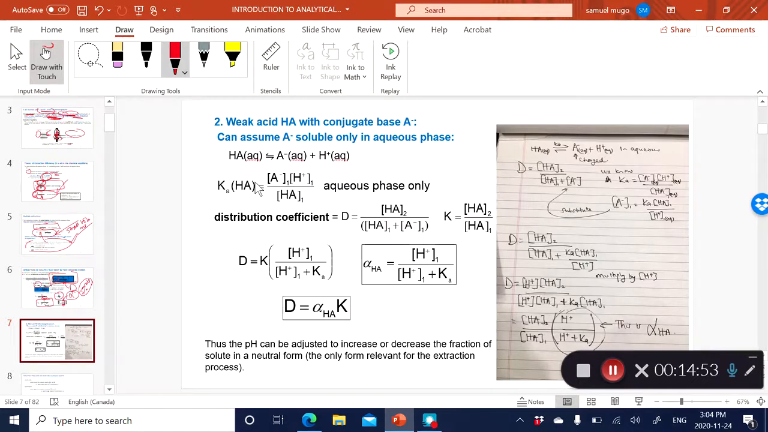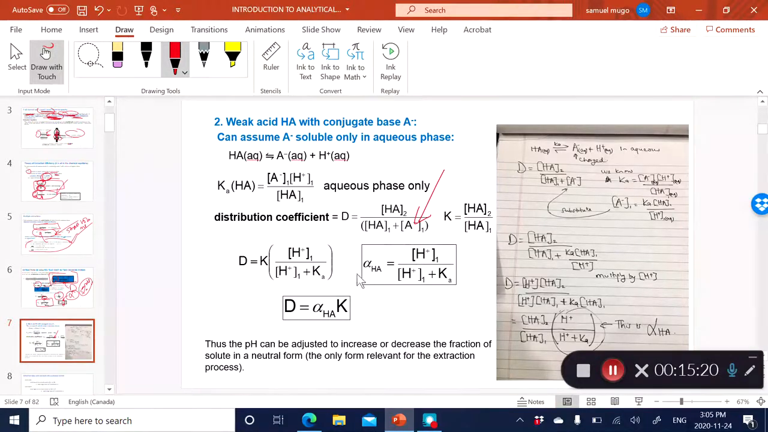But we know HA also forms a conjugate base, and this one is charged. Remember, every charged species prefers to be in the aqueous phase, and so it's going to partition there. K, on the other hand, the partition coefficient, assumes no dissociation is taking place, and so it's going to be equal to the HA in the organic phase over the HA in the aqueous phase.